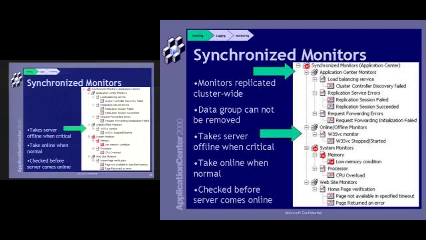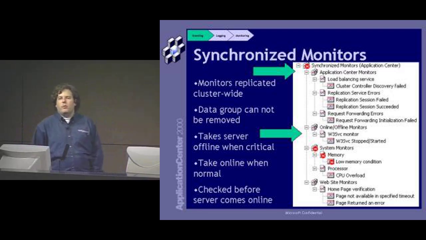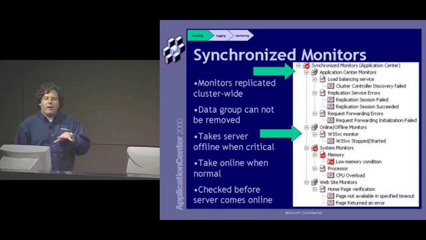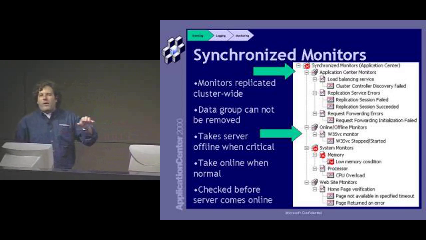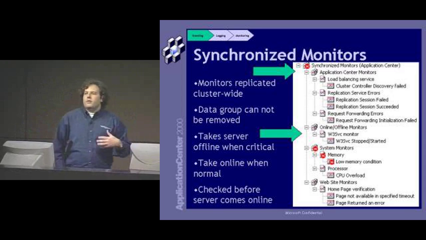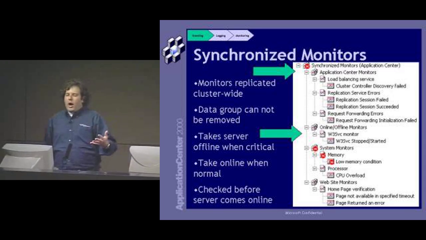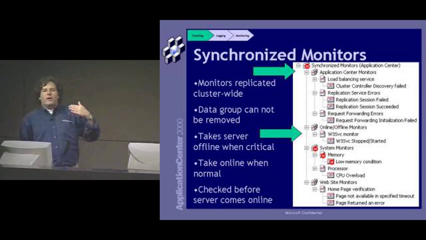We also create a second group that must always be there called the online-offline monitors group. This group has the online-offline action applied to it. You probably heard about this action from Ori earlier. Whenever a monitor in that data group goes critical, the server is taken offline from load balancing. Once every monitor returns back to normal, we call an online action to take the server back online.